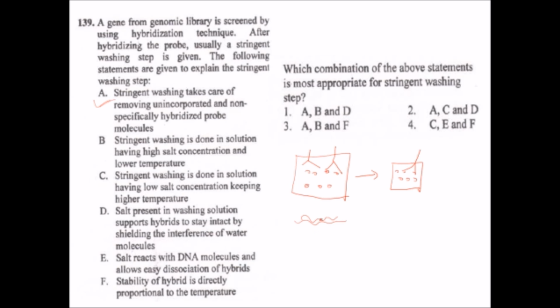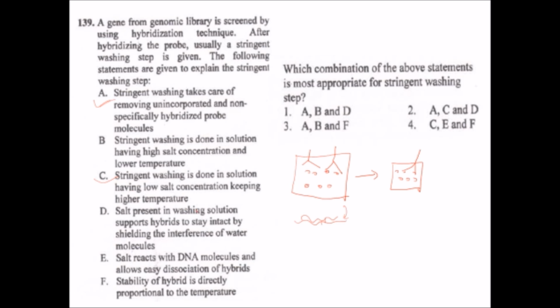But if the temperature is high, then only the sequence which is very much complementary to the hybrid one will be able to bind with the strand. So it will give high specificity. So the stringency should be high, the concentration of salt should be low, and the temperature should be high. So the answer will be number C.